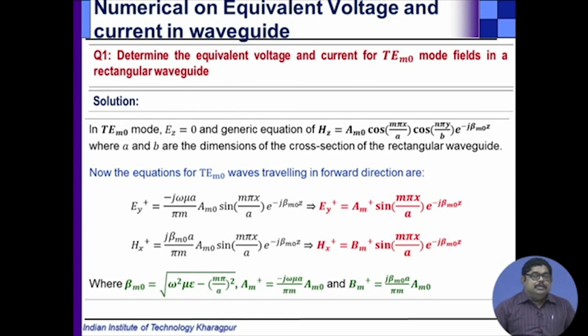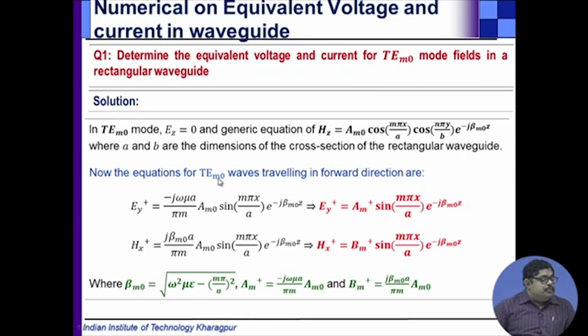We have seen how to do it. Now, just look at the TE M0 mode. Transverse electric means Ez is equal to 0 and Hz, this is the generic form. A and B are the dimensions of the cross section of the rectangular waveguide.